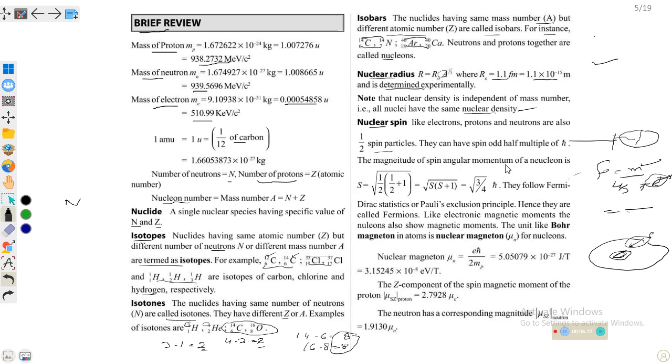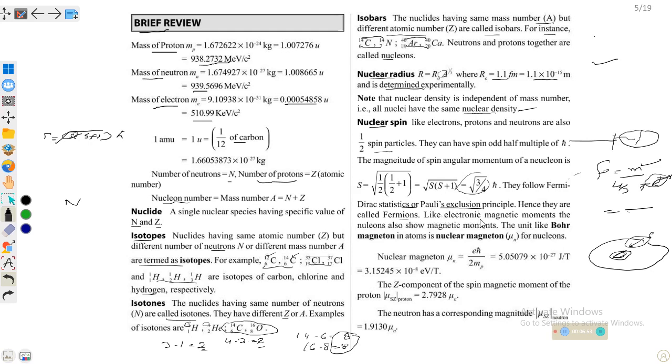The magnitude of the spin angular momentum is S equal to root of s into s plus 1, times h cut. So if s is 1 over 2, then 1 over 2 into 1 over 2 plus 1 gives root 3 over 2 times h cut. If their spin is a half-integral multiple, they follow Fermi-Dirac statistics and the Pauli exclusion principle. Hence they are called fermions.